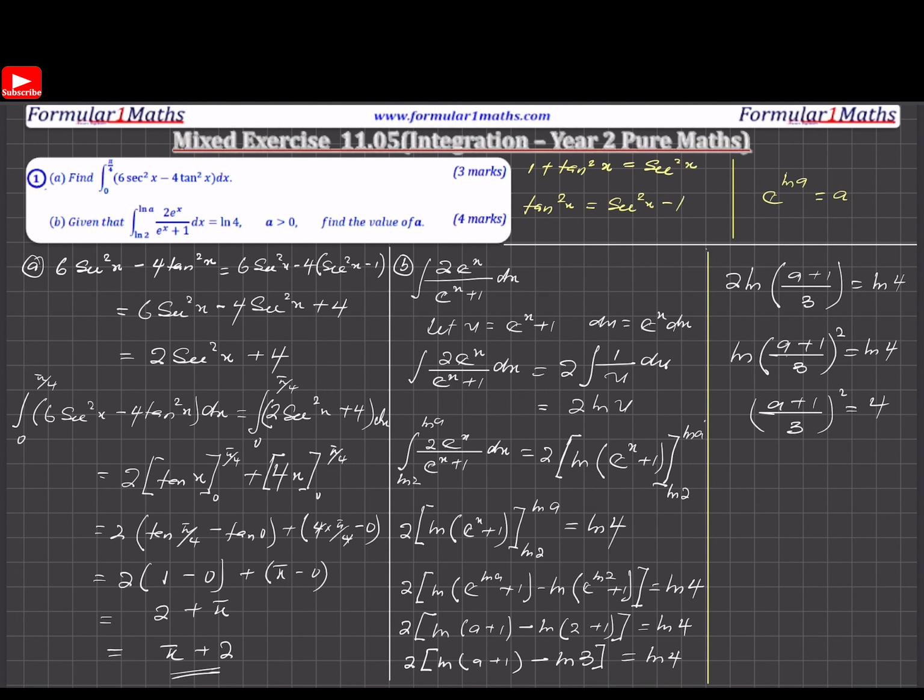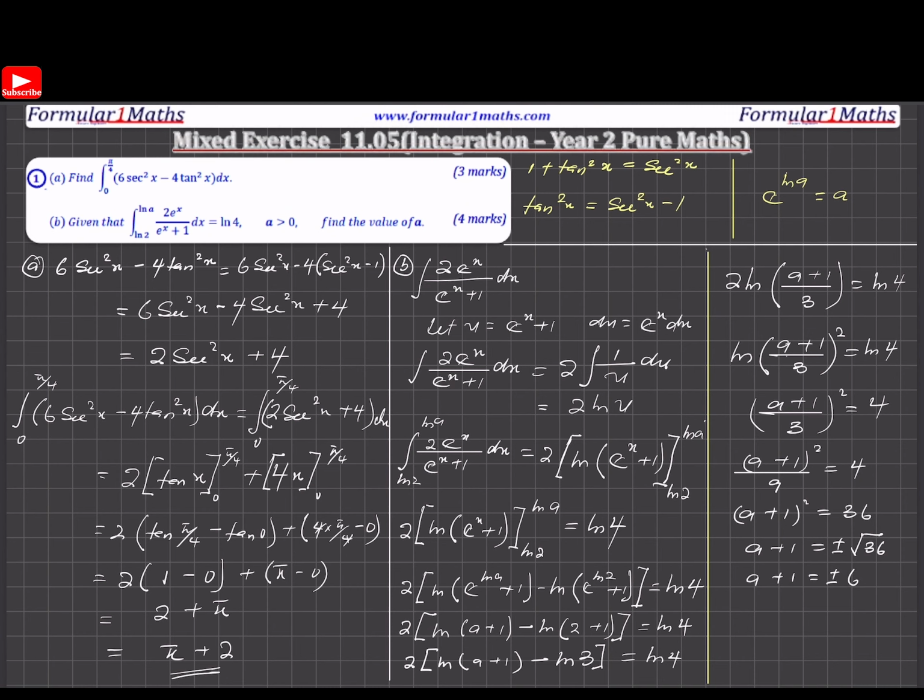So we have a plus 1 squared over 9 is equal to 4, which means a plus 1 squared is equal to 36. So a plus 1 is equal to plus or minus the square root of 36, which means a plus 1 is equal to plus or minus 6.